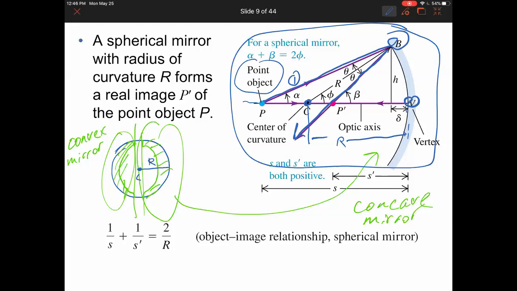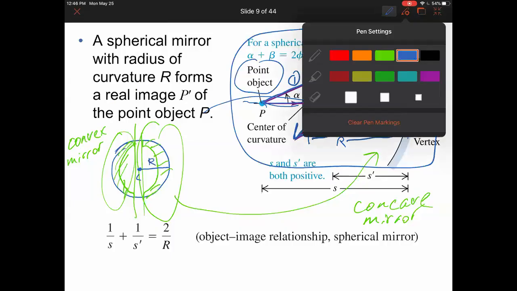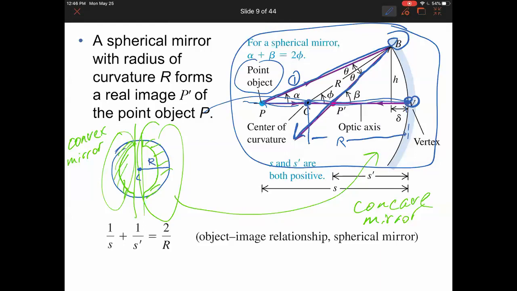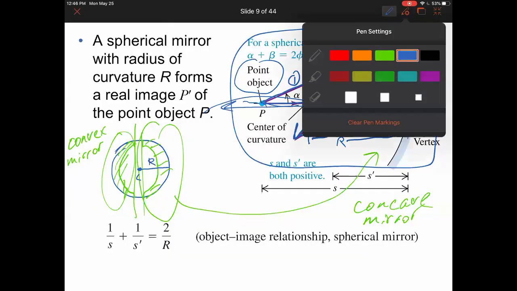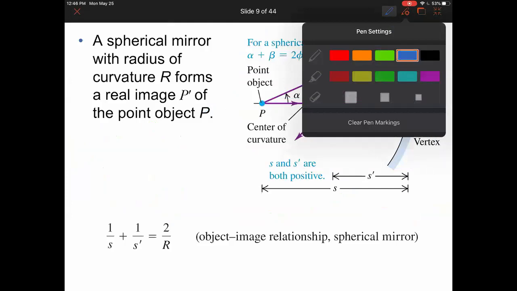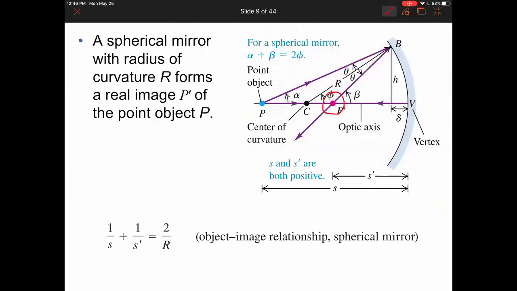And then I use any other ray. One that's easy to use is the one that goes straight to the vertex, hits the vertex, and reflects back on itself. Let's say it goes like this and reflects back. And you can see, if I clear all this, both of those converge at that point P prime. That means you have two real light rays converging at that P prime.